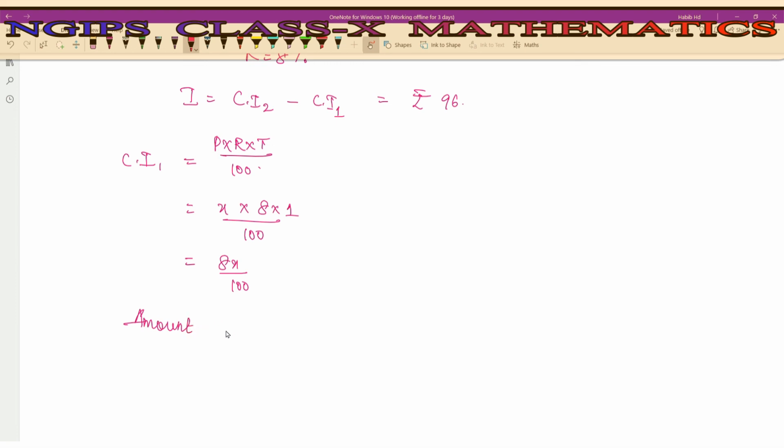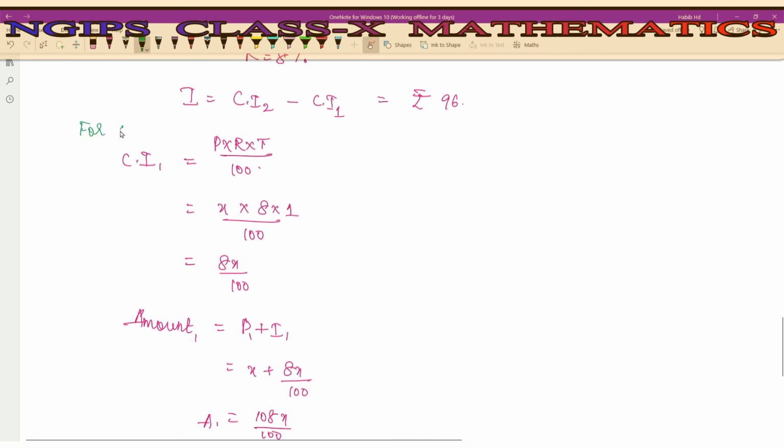So amount is equal to principal plus interest, because then only we can take the second year principal. First year principal, first year interest. So first year principal we have x, and the first year interest is 8x divided by 100. Further if you simplify, we need to take LCM, you will get 100x plus 8x, so 108x divided by 100. So this is the amount for the first year.